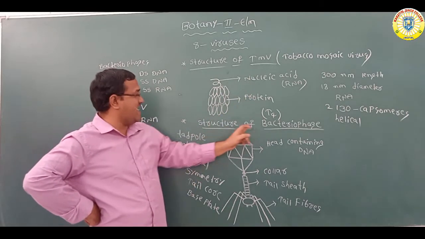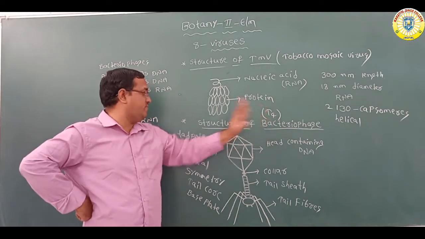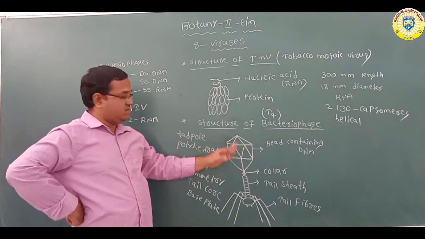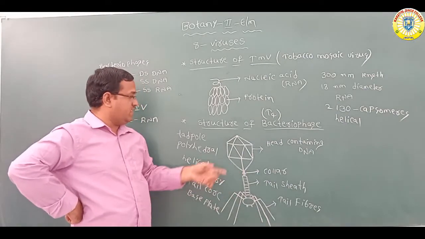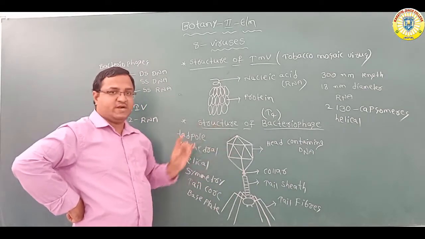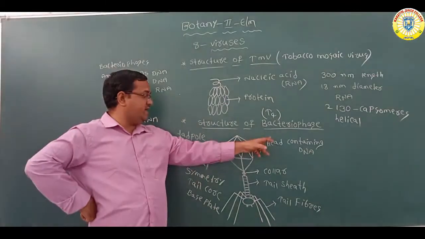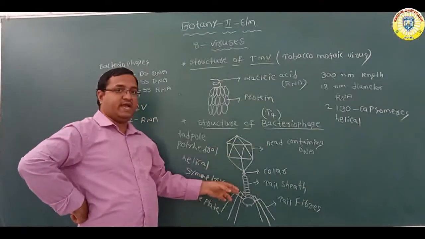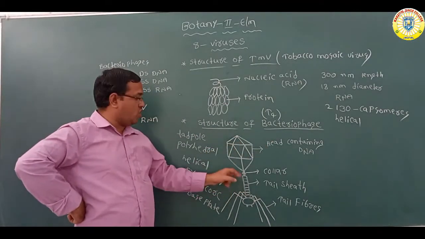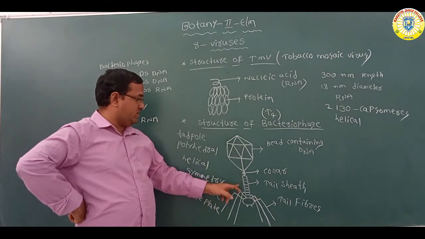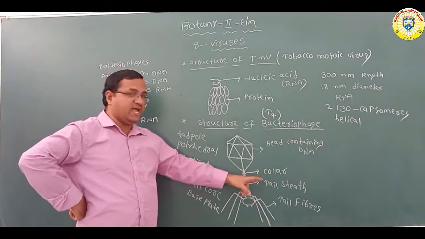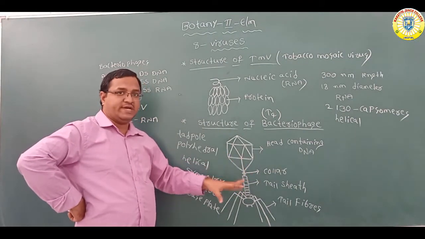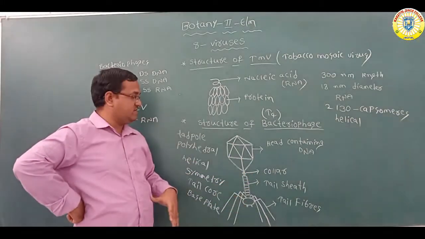Now coming to the structure of the bacteriophage. This is the T4 bacteriophage. Head part, tail part, and in the middle the collar is there. The head contains polyhedral symmetry and contains the DNA. The tail and head are both connected through the collar. The tail has helical symmetry and mainly contains the tail sheath, tail core, tail fibers, and base plates.